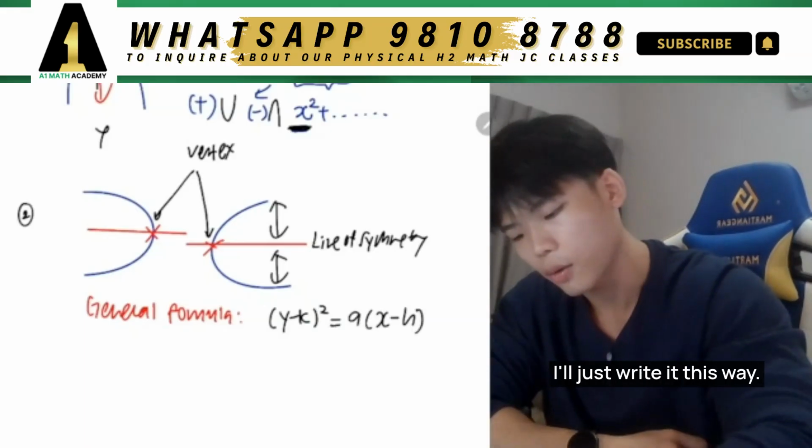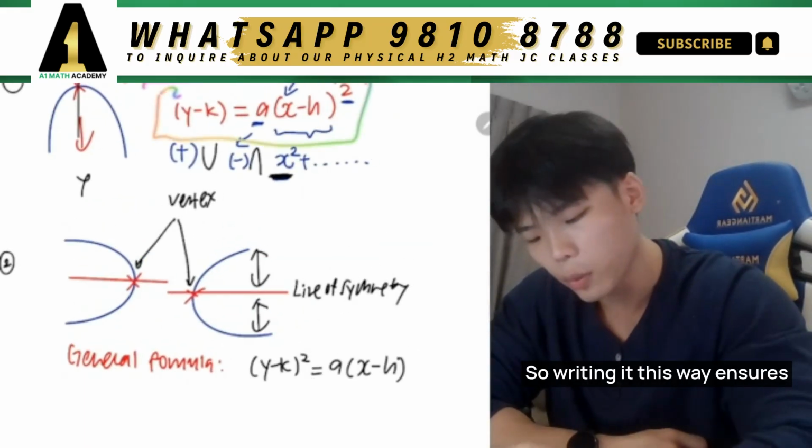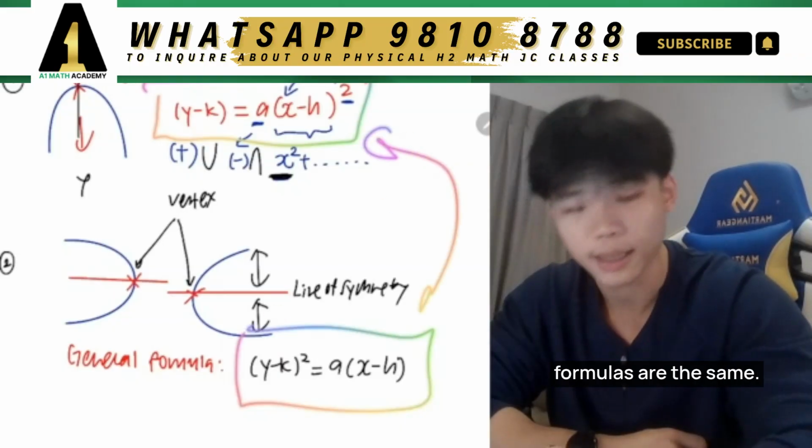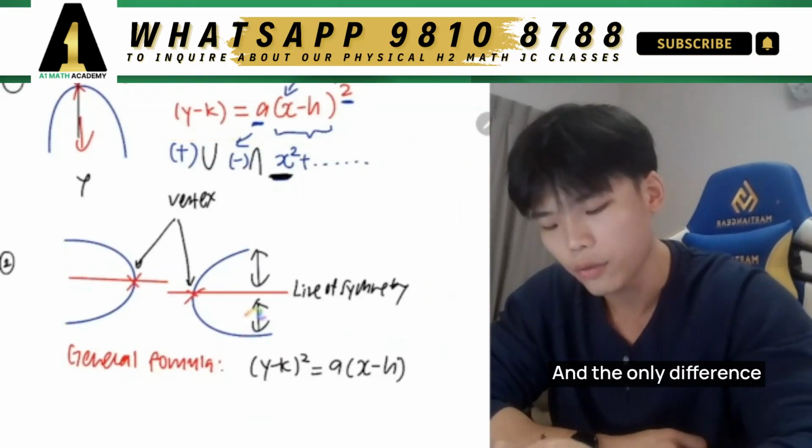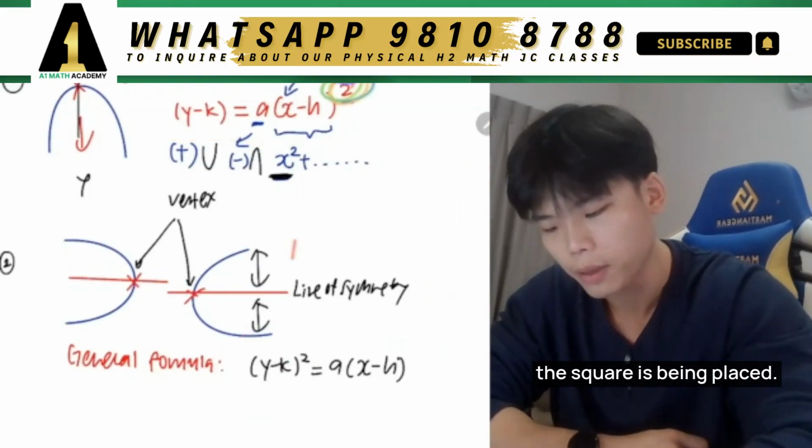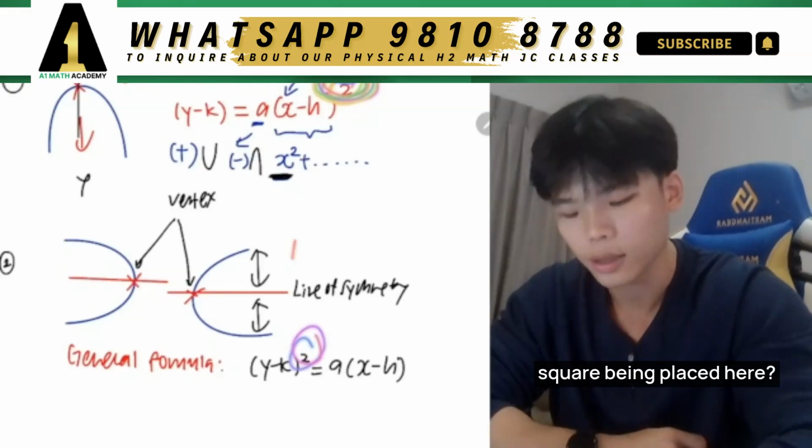Yeah, okay, I'll just write it this way. Writing it this way ensures that the two different formulas are the same, okay? And the only difference between these two is where the square is being placed. So is the square being placed here, or is the square being placed here, right?